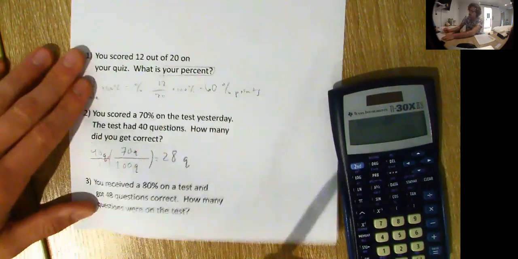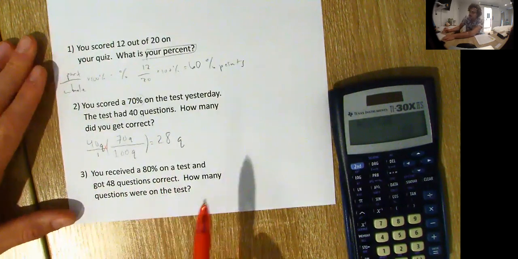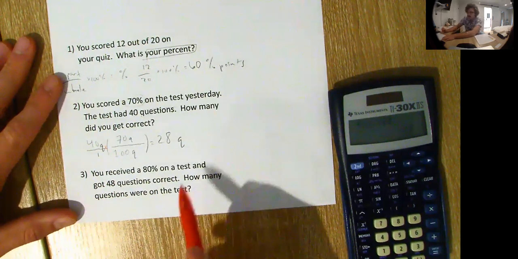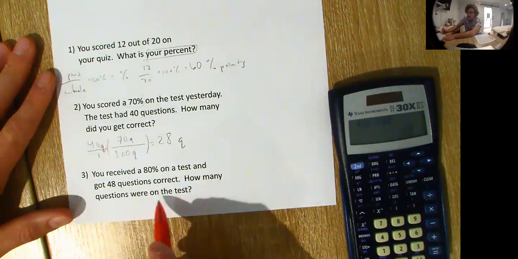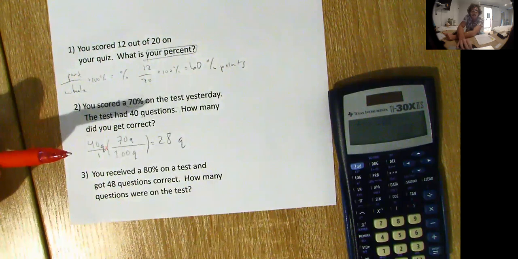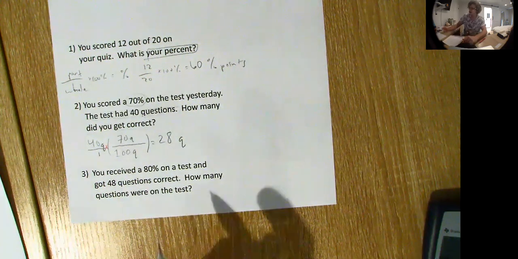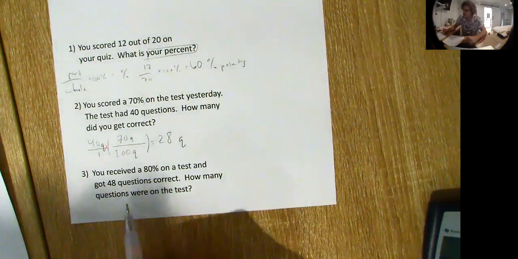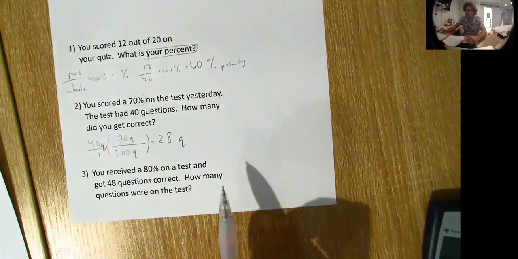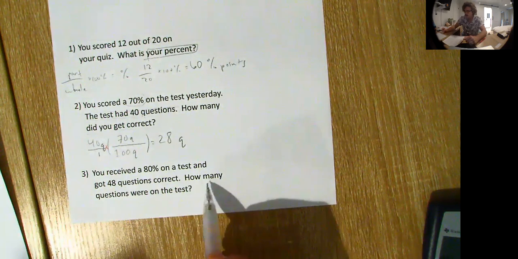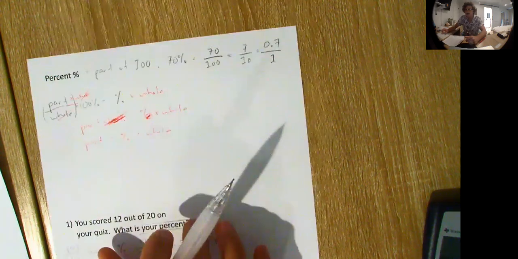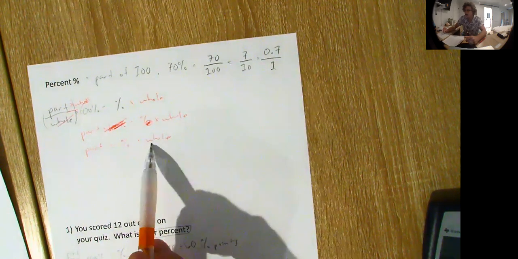Next practice problem. You received 80% on a test and got 48 questions correct. Now it's asking us how many questions were on the test to begin with. Okay. So what is the question asking? How many questions were on the test total? So we have a few different things to think about. We're trying to figure out how many questions were on the test total. That's the whole part of the equation. That means we're solving for the whole part of the equation.